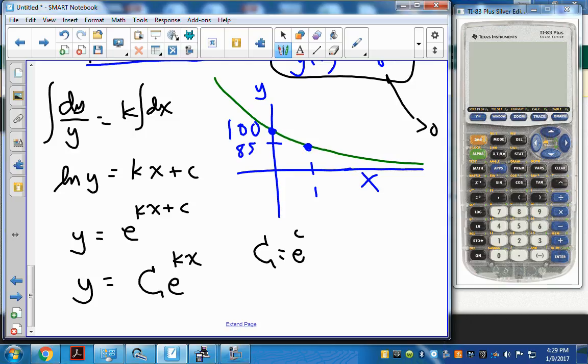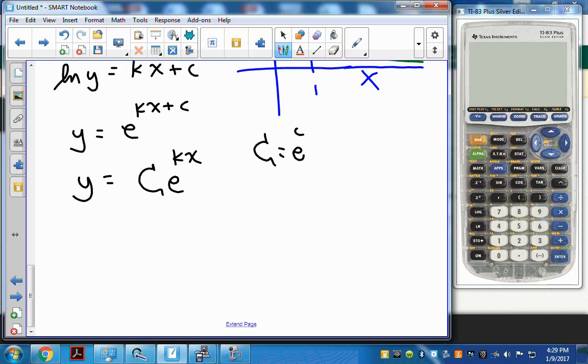Okay, we're going to put in our first initial condition. We know that y of 0 is supposed to be 100. So if we put that in, we get 100 is C e to the 0, x being 0. And so C is 100. So we can put that into our general solution here.